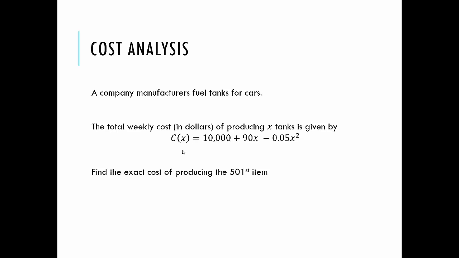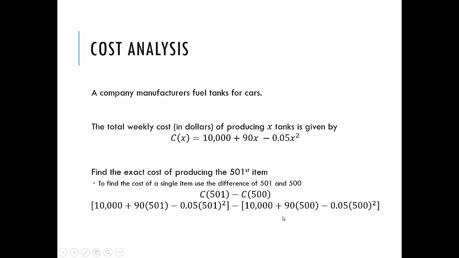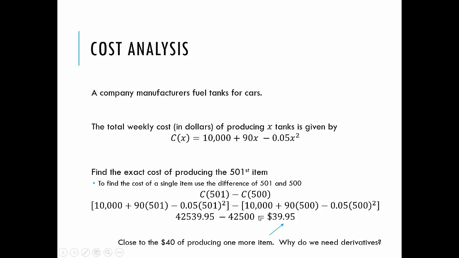What if now I have still this fuel tank cost function? I want to find the exact cost of producing the 501st item. Well, I could find the cost of a single item by using this difference. In other words, just plug in my cost function 501, and then 500, and subtract the two. So I go back to my original function here, and I plug in 501, and I plug in 500. And notice I get something really, really close to, I said it would cost $40 more to make one more item. And so then you might say, well, then why do I need derivatives?